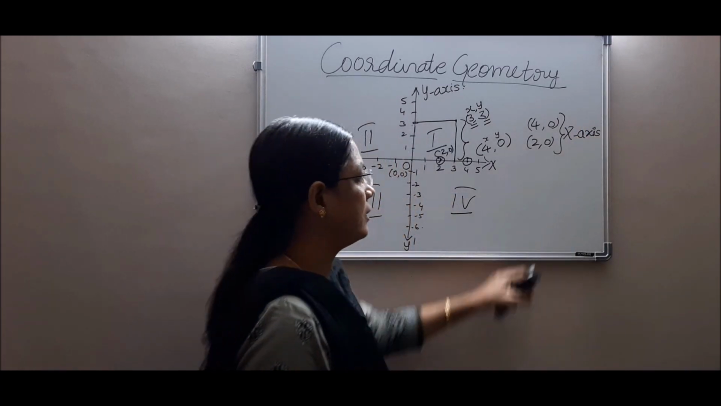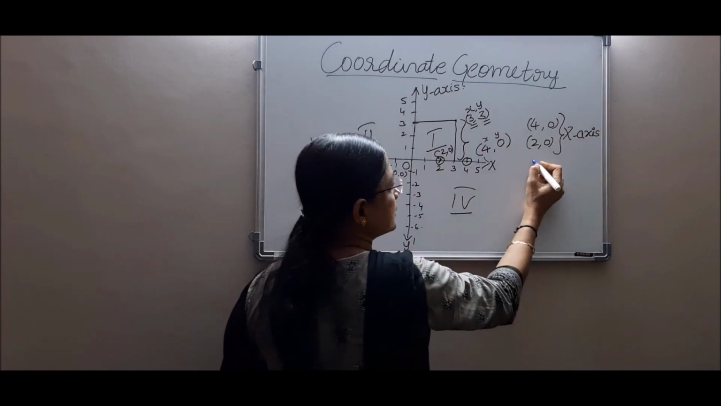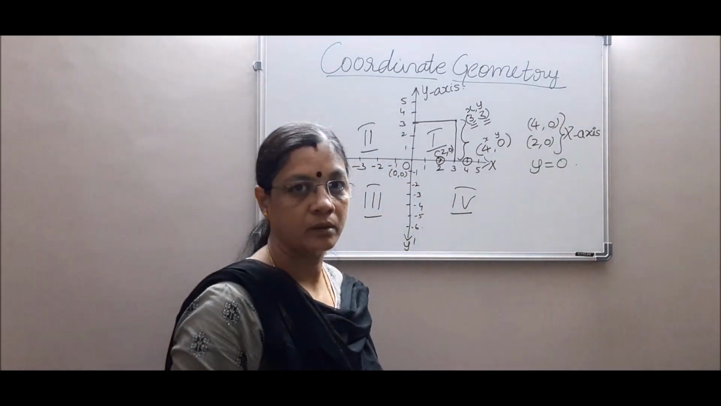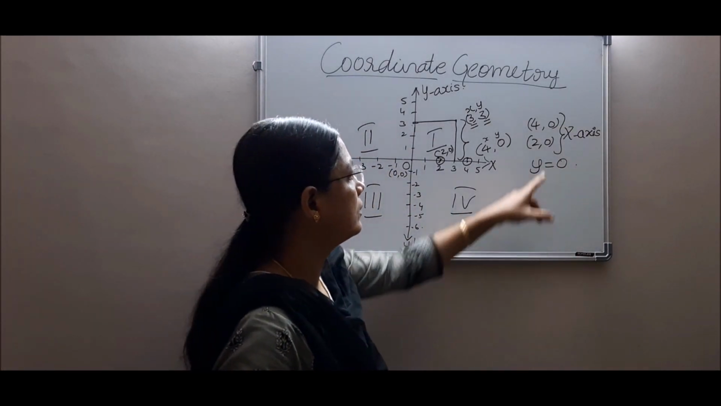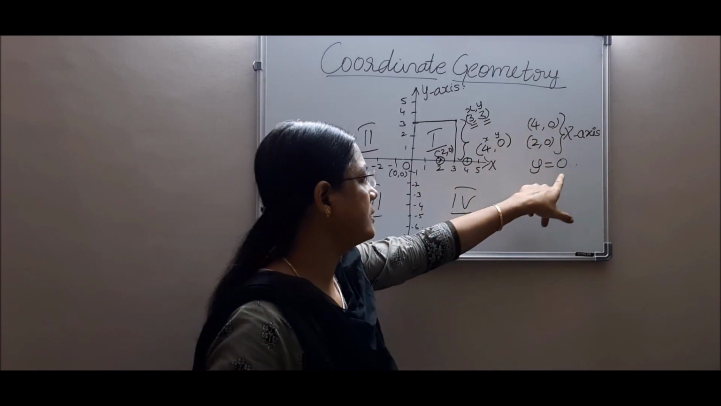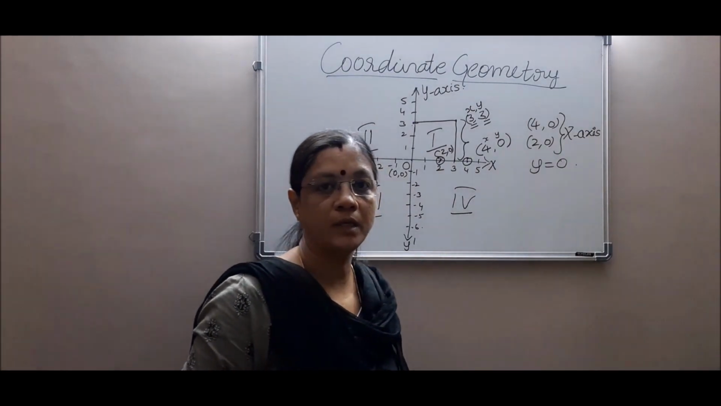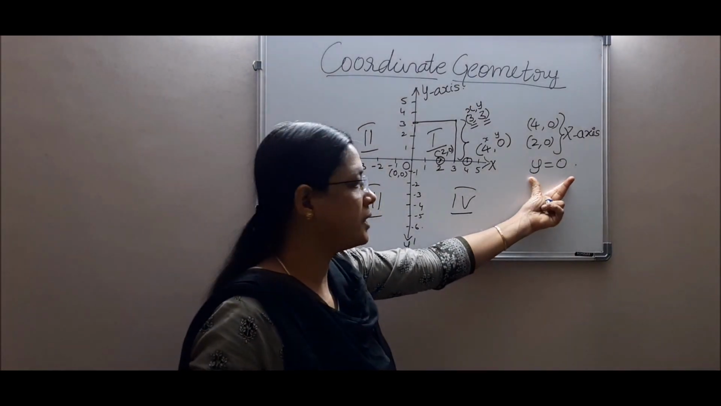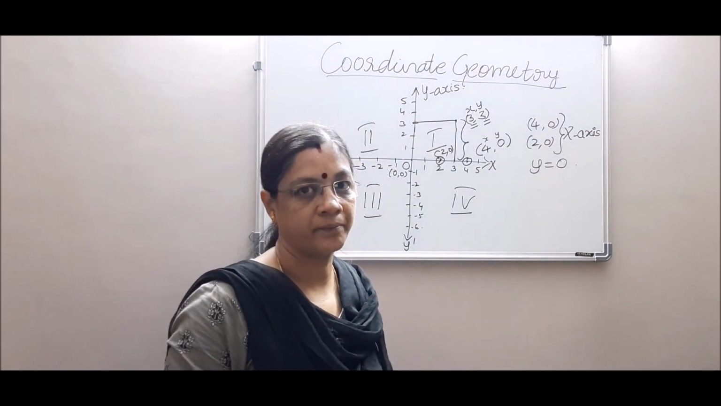So 4 comma 0, 2 comma 0 are all points on the x-axis. So what does it mean by these points? I can say the x-axis can be represented as y = 0, isn't it? That is the common thing. x is equal to some constant, we don't know the value, but y = 0 is the constant form by which I can represent the x-axis. You understand? So whenever I see the equation y = 0, it means it is the x-axis.